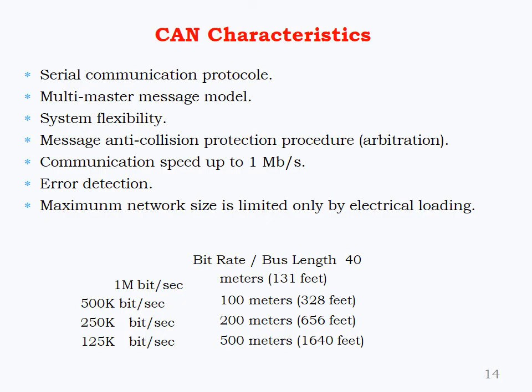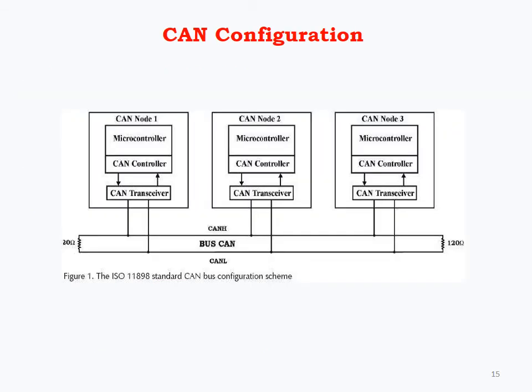There are CAN characteristics. It is a serial communication protocol, with a multi-master message model, system flexibility, message anti-collision protection procedure, and communication speed up to 1 Mbps. We have error detection. Minimum network size is limited only by the electrical loading. Depending on the speed, it will be the rate of transfer of bytes per second. It's shown in the table.